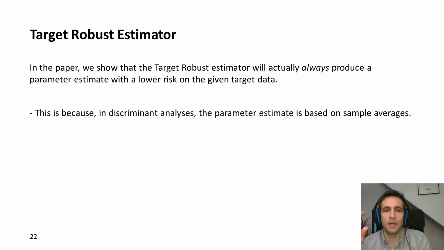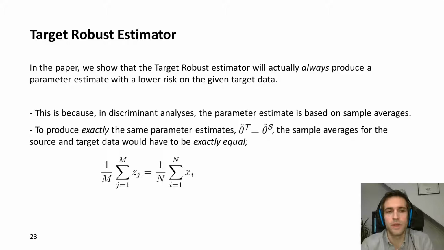Let me just sketch. It's a substantial proof, but let me just sketch the underlying steps. So in discriminant analysis, the parameter estimates are based on sample averages. So the proportions are based on the average labels, and then we have means, which are sample averages, and then the covariance matrix is the squared deviation from the means. To produce exactly the same parameter estimates, theta hat t and theta hat s, the sample averages for the source and target data would have to be exactly equal.